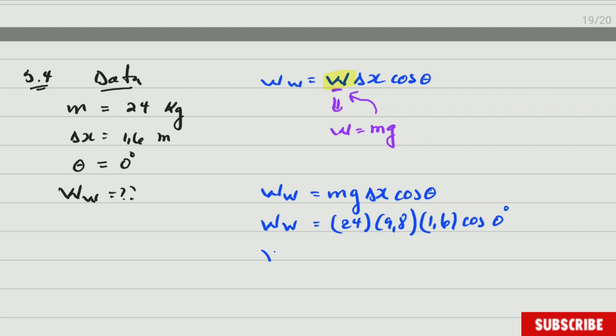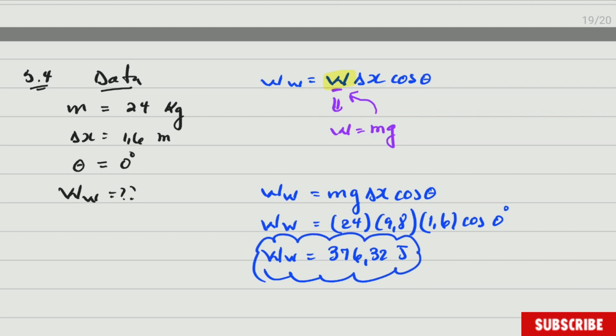And you will get that the work done by weight is equal to 376,32 joules. That is the work done by weight, and that is the answer for question 5.4.